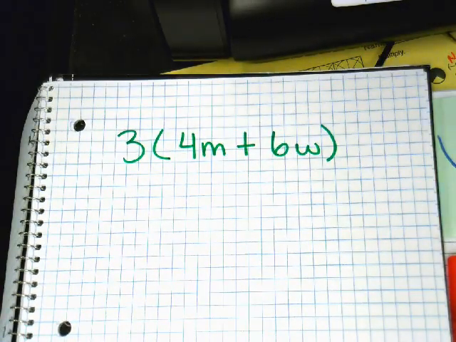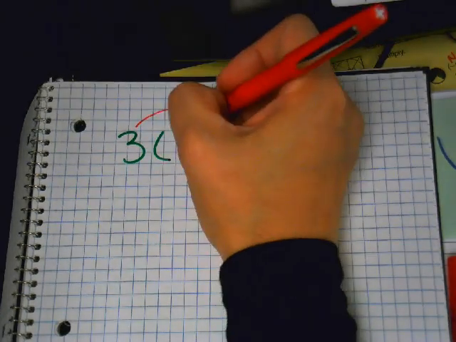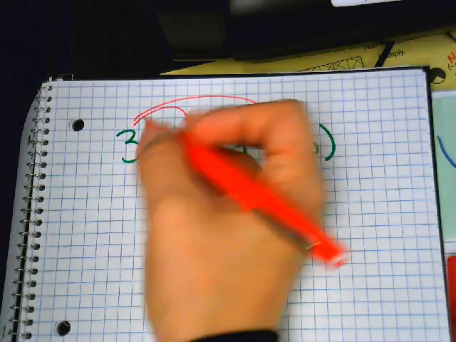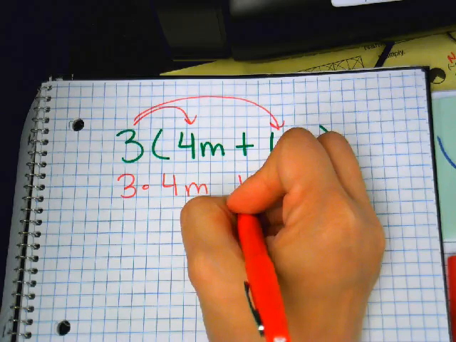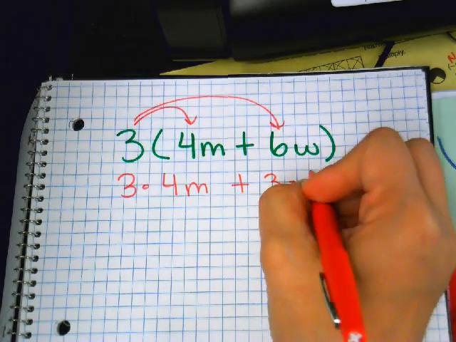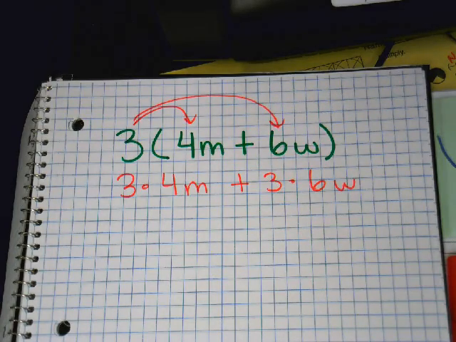We have 2 letters, right? Okay. What are we distributing? 3. 3 times 4m plus 3 times 6w. Right? We give everyone a 3. We can multiply. Even though they have variables, we can still multiply.